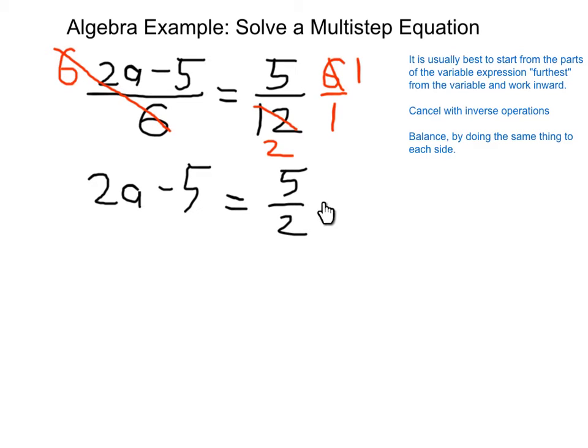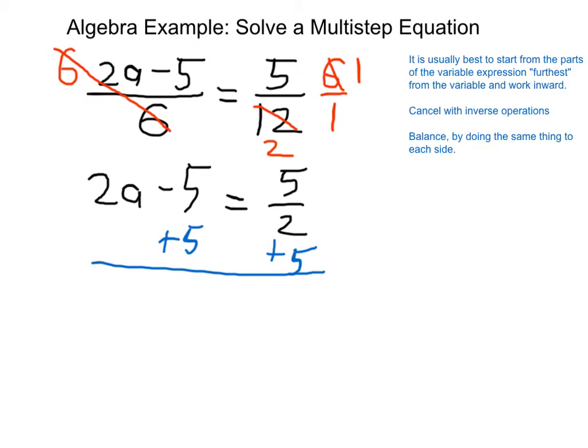Now you may be wondering if we should leave that as 5/2 or make that into a mixed number. Really it's dependent on the situation. So let's look at what we have going on next. Working inward toward the variable, I am now subtracting 5 on the left. So to balance that out, I can add 5 to both sides.